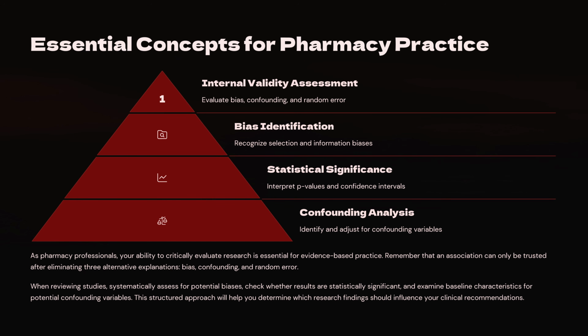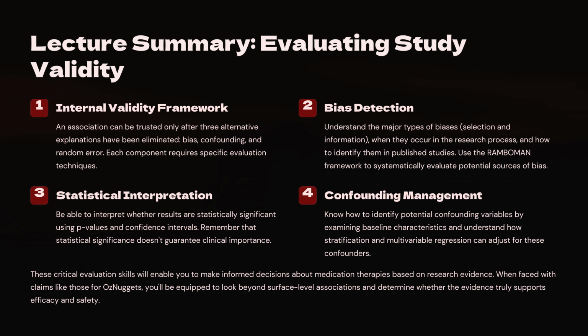And that brings us to the end of this module's lecture. And you can see we've gone over internal validity assessment. We're looking for bias, random error, and we've talked about random error and confounding and what you can do about it. We talked about statistical significance, alpha values, p-values, confidence intervals, and how you can adjust with confounding analysis.